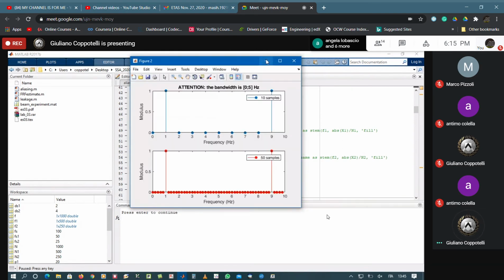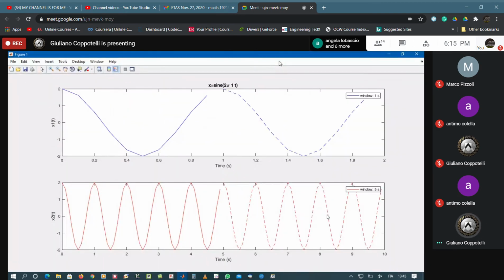Here we go. So the solid line, blue or red, is the original signal, having 1 hertz this time, that is recorded for the whole time period, 1 or 5 times the period. And then the dashed lines are the replication of that. As you can see, this is the connecting point, because of the plotting issues, of course.